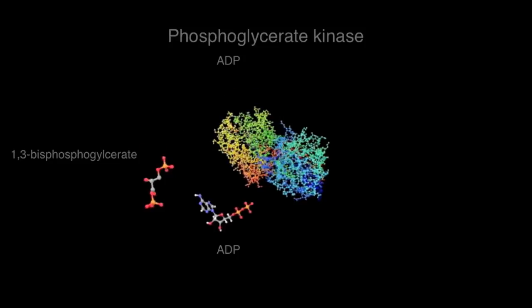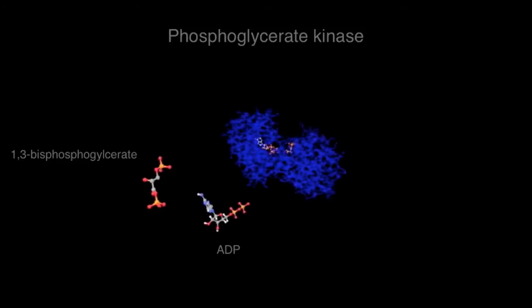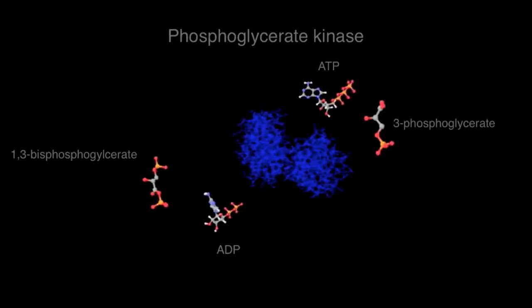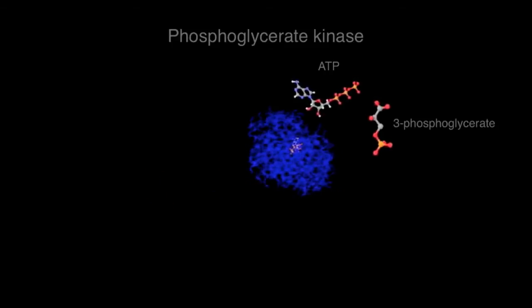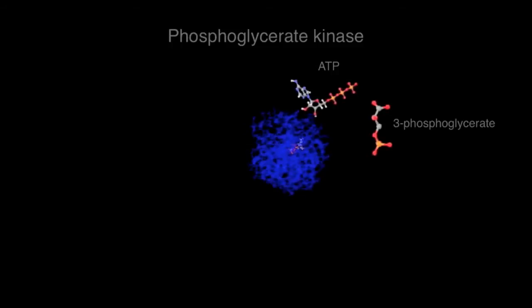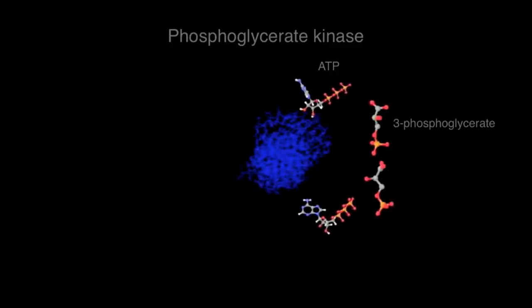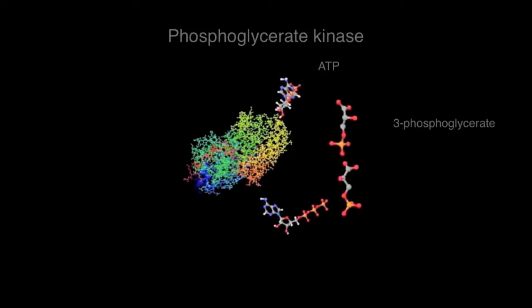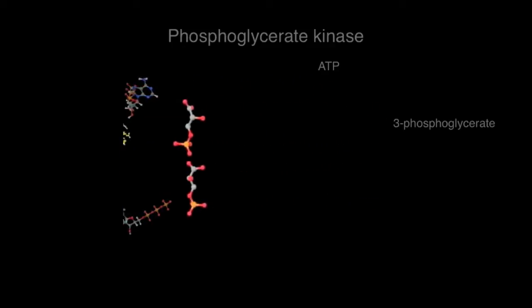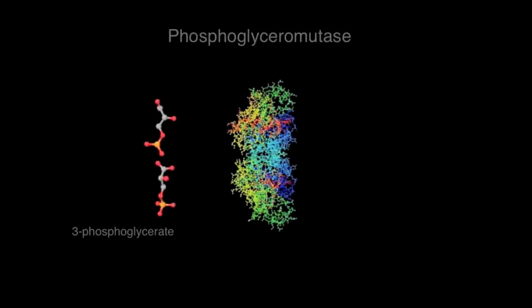We can take ADPs and we can now phosphorylate them using one of the phosphates from 1,3-bisphosphoglycerate. So we produce an ATP and 3-phosphoglycerate, and we do this twice because we started with 2 molecules. So we have 2 ATPs yielded.